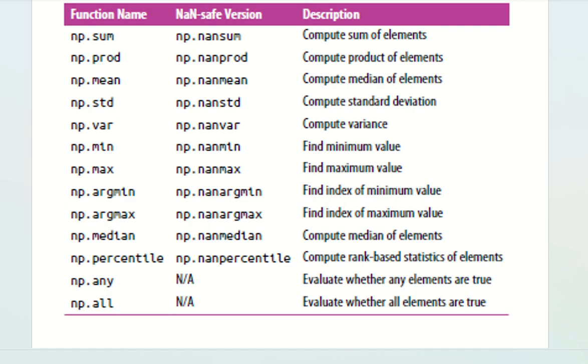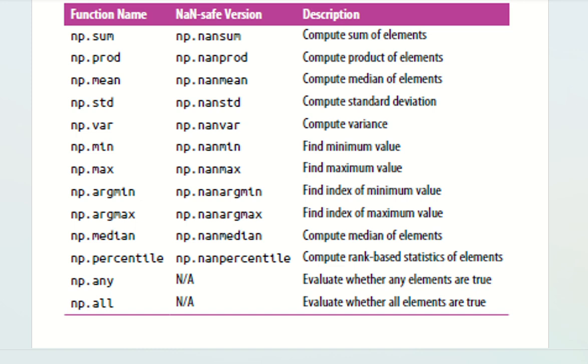Here some of the aggregate functions are np.sum, then np.product. The term NaN means it is not a number. Then for finding mean, np.mean. For standard deviation, np.std. For finding variance, np.var.